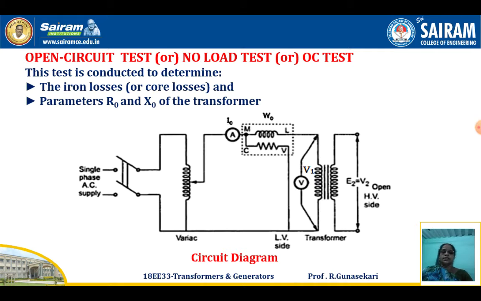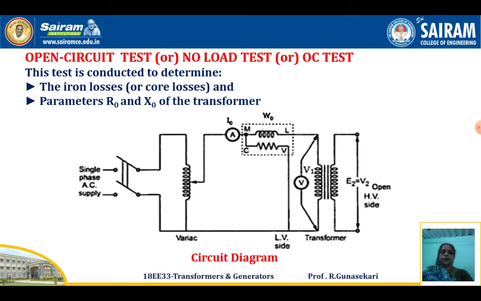Now you see the circuit diagram. The circuit diagram consists of one ammeter, one voltmeter, one wattmeter and then a variac, that is the single phase auto transformer. All the meters are connected on the primary side. Secondary should be open. Here the primary is the LV side and the secondary is the HV side, that is, a step up transformer. These are the connections. Now the procedure.